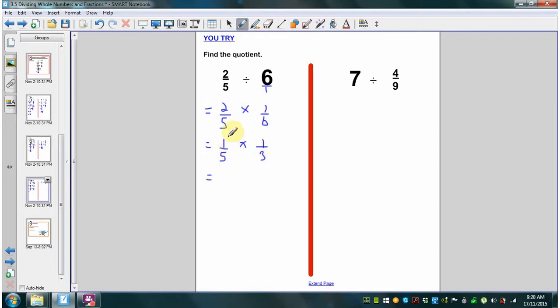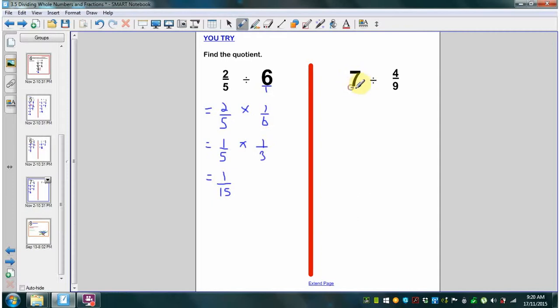Nothing else can be simplified. Top by top is 1. Bottom by bottom is 5 times 3 is 1 over 15. And that's as simplified as it can go. So we can see here that because the whole number was in this location, that was what got flipped.